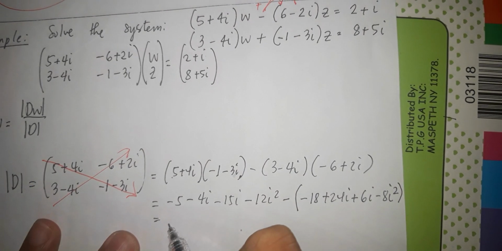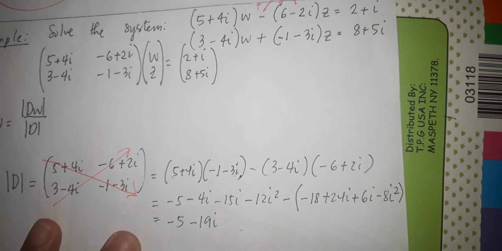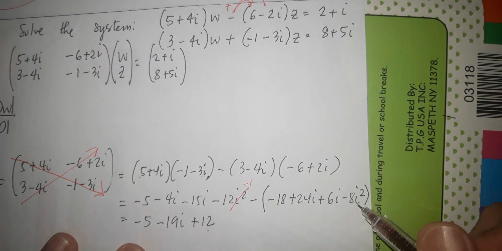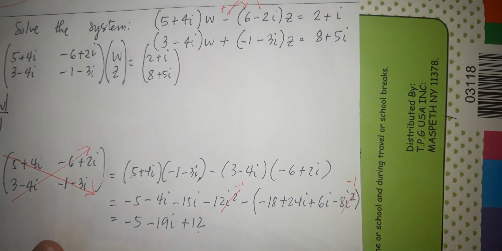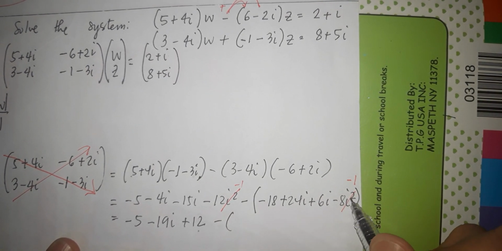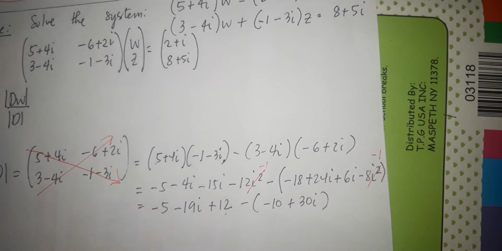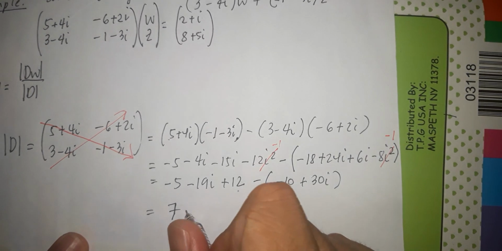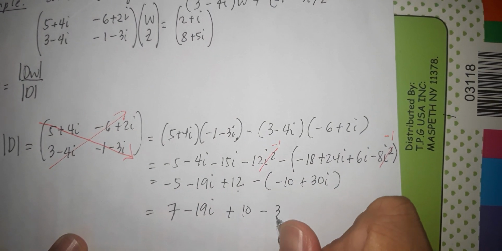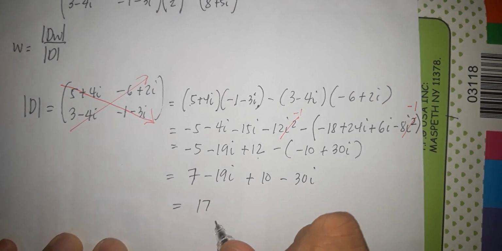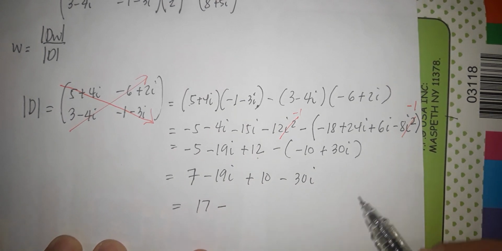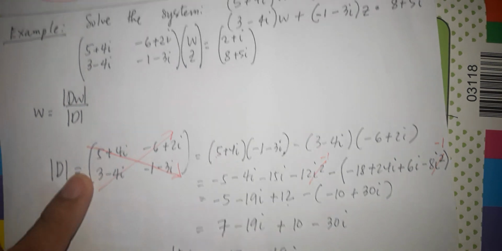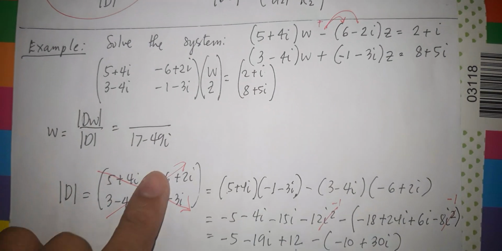So simplifying this, that gives you negative 5 minus 19i. Negative 4 minus 15 is negative 19i. This becomes plus 12 because i squared is negative 1 times negative 12 is positive 12. Similarly, i squared is negative 1, so that becomes positive 8. So minus the quantity, negative 18 plus 8 is negative 10, plus 30i. Negative 5 plus 12 is 7, minus 19i plus 10 minus 30i. So this gives you 17 minus 49i. This will be our determinant D, the denominator, 17 minus 49i. So let's solve for dW.